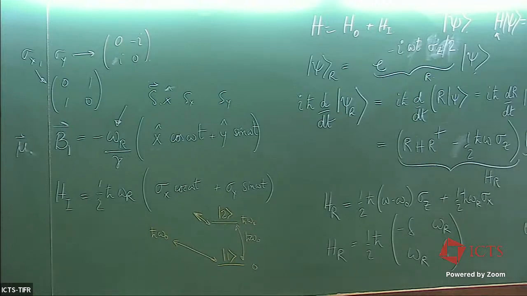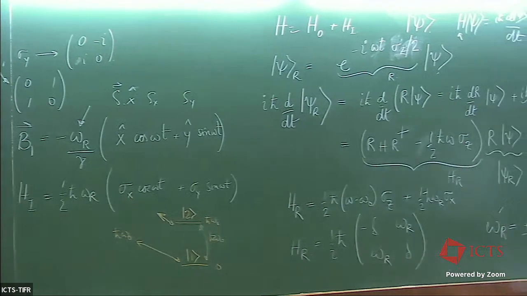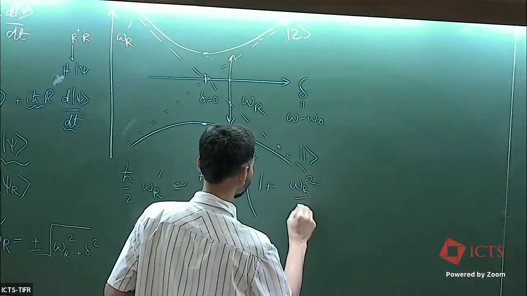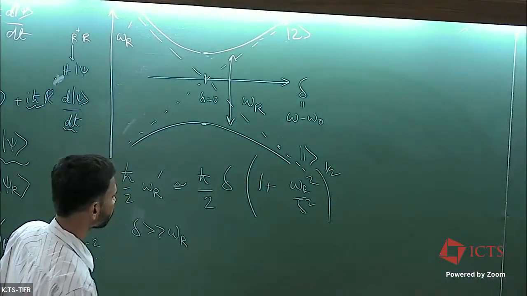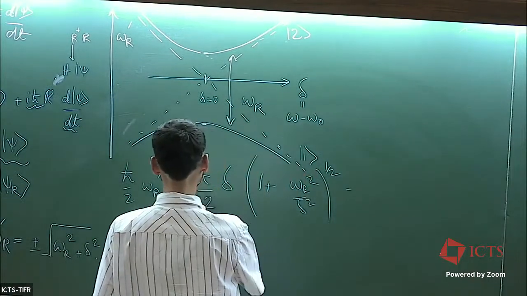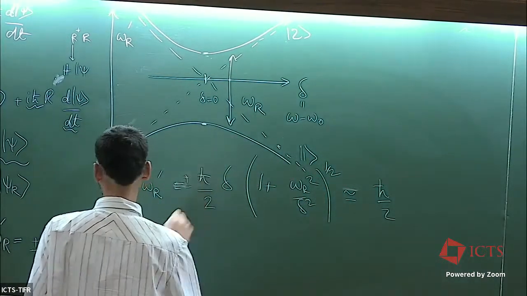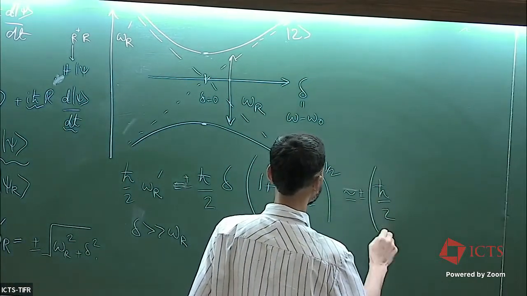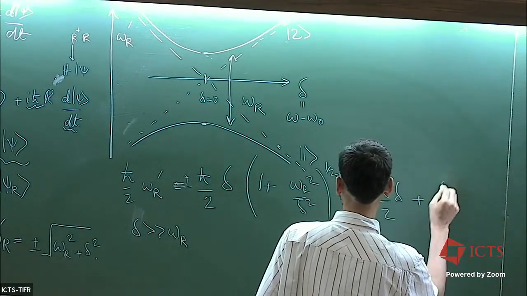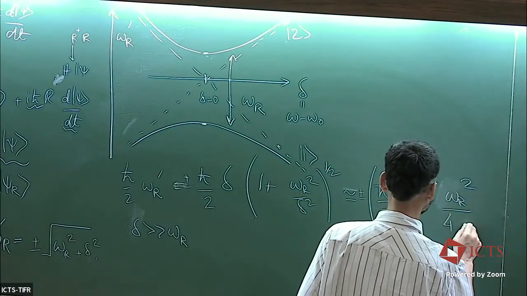Okay, so what I wanted to do is, back here, take delta out, and then I have 1 plus omega r squared by delta squared, to the power 1 by 2, right? And then I assume delta is very large compared to omega r, so this is exact, but now I can approximately write this as h bar by 2, and remember there is a plus minus sign here, so plus minus h bar by 2 times delta plus omega r squared by 4 delta.